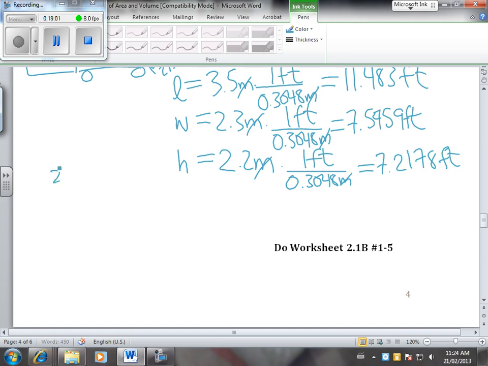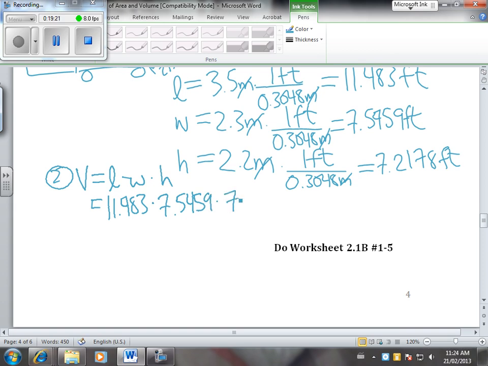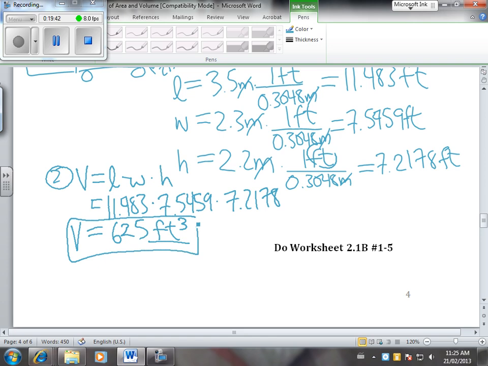Okay, then we calculate volume. Volume is length times width times height. And that will be 11.483 times 7.5459. Again, we've kept lots of decimals just to be accurate. Times 7.2178. And we end up with 625. We're going to round that up. And what's our units for volume? In this case, we're going to be in feet, so feet, and it's going to be cubed, feet cubed for volume.